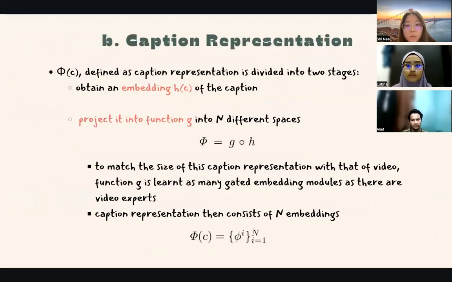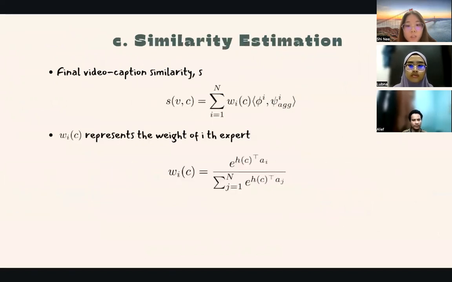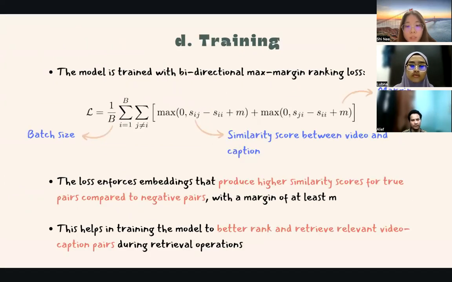Next, we'll move on to caption representation, which is divided into 2 stages. First, we will obtain an embedding h(c) of the caption and then project it with function g into N different spaces. Next, we'll move on to similarity estimation, and it will focus on finding the video caption similarity based on the formula. Lastly, we'll go to training. The bidirectional max margin ranking loss is used for the training, and is often used in deep learning models for learning a joint embedding space for 2 modalities. The loss enforces embeddings that produce higher similarity scores for true pairs compared to negative pairs.